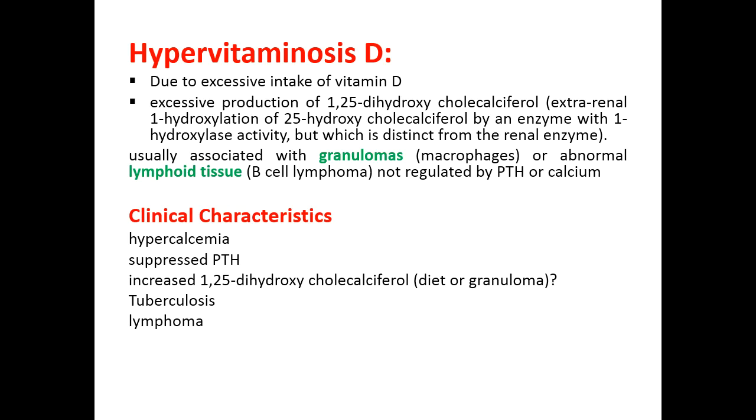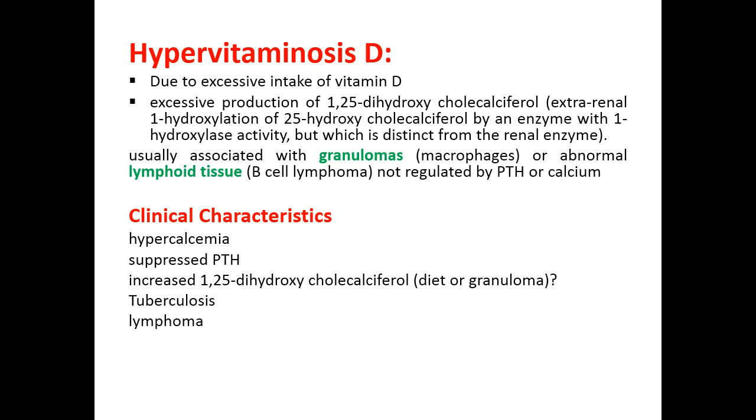The other cause is hypervitaminosis D due to excess intake of vitamin D. So there will be increased production of the active form of vitamin D. Or there is extra-renal 1-hydroxylation of 25-hydroxycalciferol by an enzyme with 1-hydroxylase activity, which is distinct from the renal enzyme. What does this mean? That means there is abnormal tissue present in the body that has action similar to parathyroid hormone on the kidney.